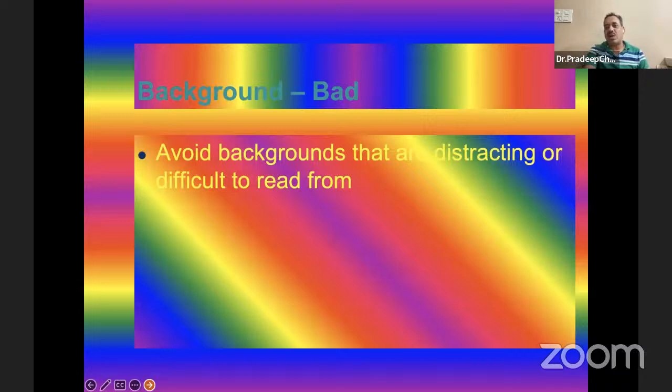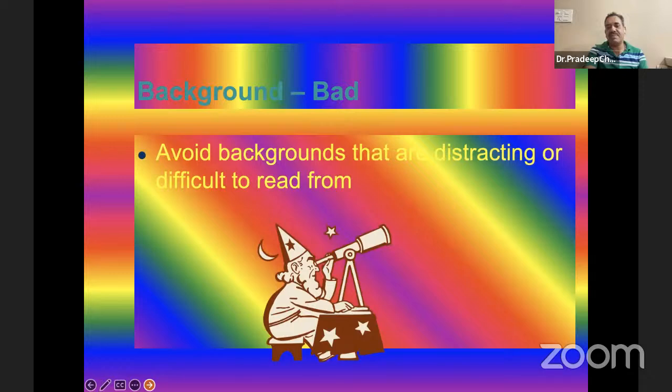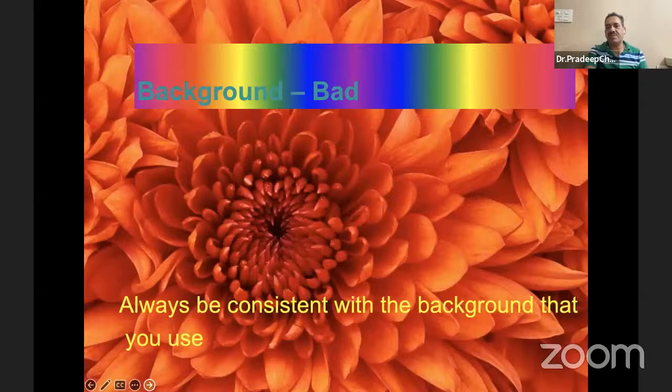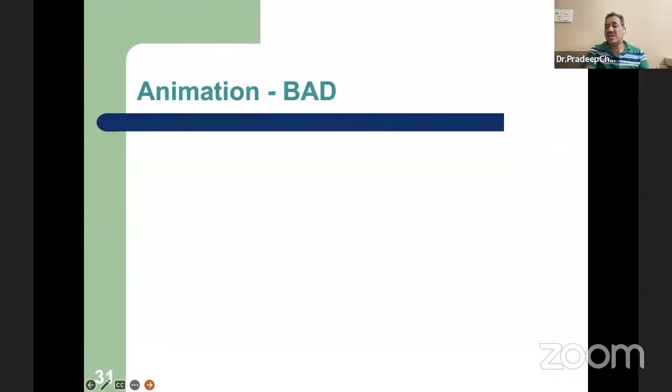Now, this is a bad background that is distracting and difficult to read. This is again a background with animation coming. This is bad. Do not change the background whimsically or aberrantly in your presentation. Always use a consistent background. Don't use sharp, attention-grabbing colors which are bad for the eyes. Don't use those colors.